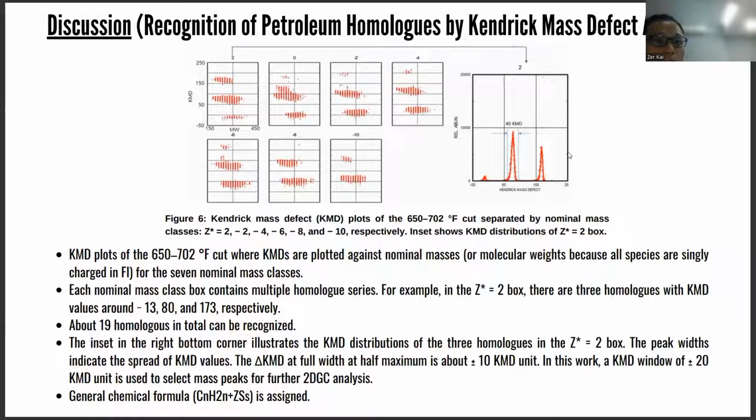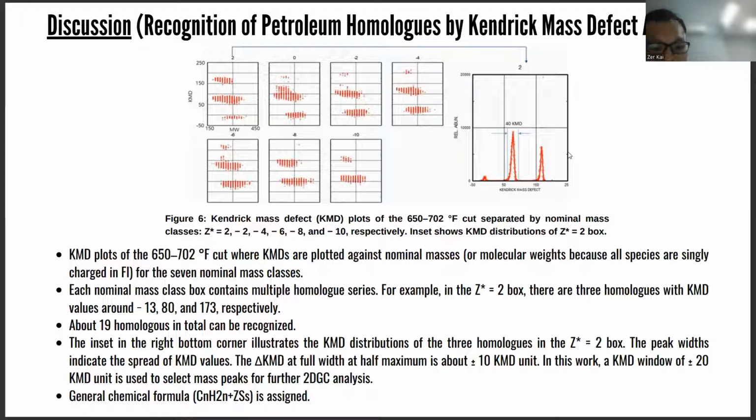Here is the recognition of petroleum chemicals by Kendrick mass defect, KMD, analysis. KMD plots of the 600 to 702 degrees Fahrenheit cut, where KMDs are plotted against nominal classes for the 7th nominal mass classes. Each nominal mass class box contains multiple homologous series. For example, in the Z equal to 2 box, there are 3 homologous series with KMD values around negative 9, 13, 80, and 173 respectively.